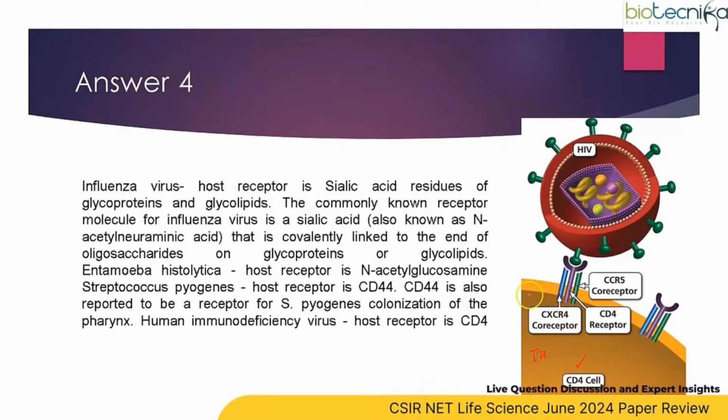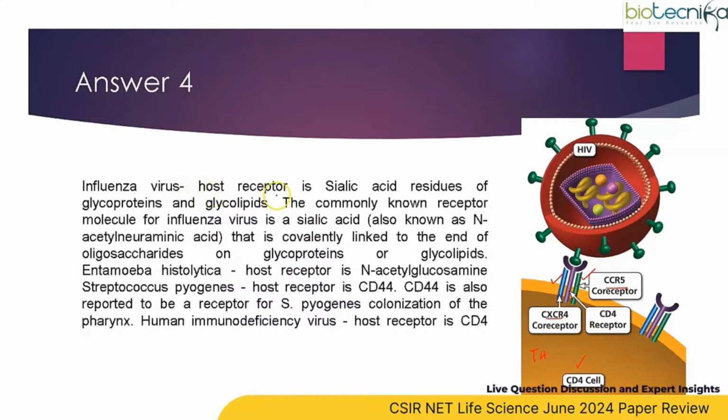So they have the CD4 marker, as well as they need certain co-receptors. So you can see HIV needs certain co-receptors also, like CXCR4, CCR5. So if you see previous year question papers, they had asked questions related to their co-receptors as well. So you all should be well versed with the receptors and the co-receptors as well.